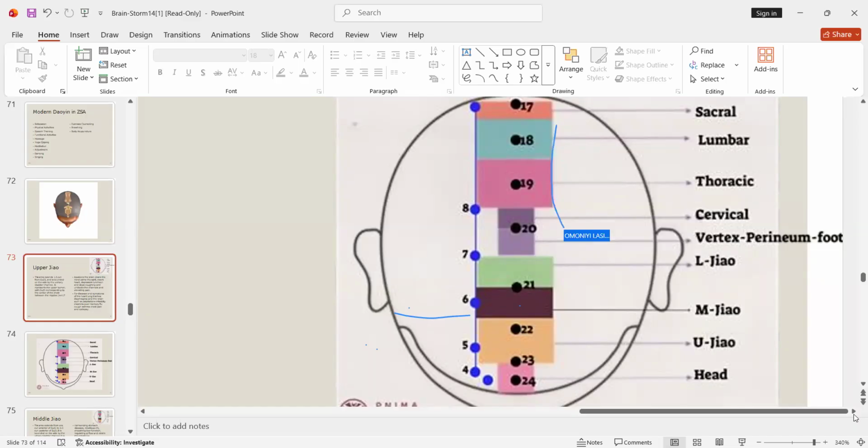this is the next type of scalp acupuncture. Today we are doing 3 types of scalp acupuncture.